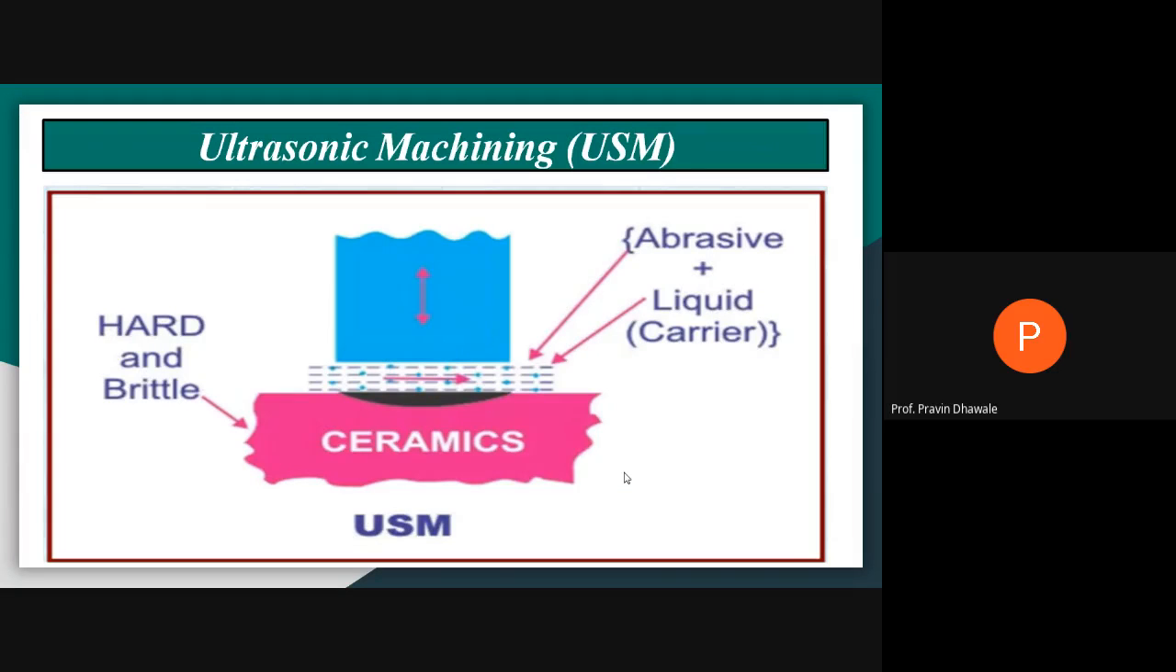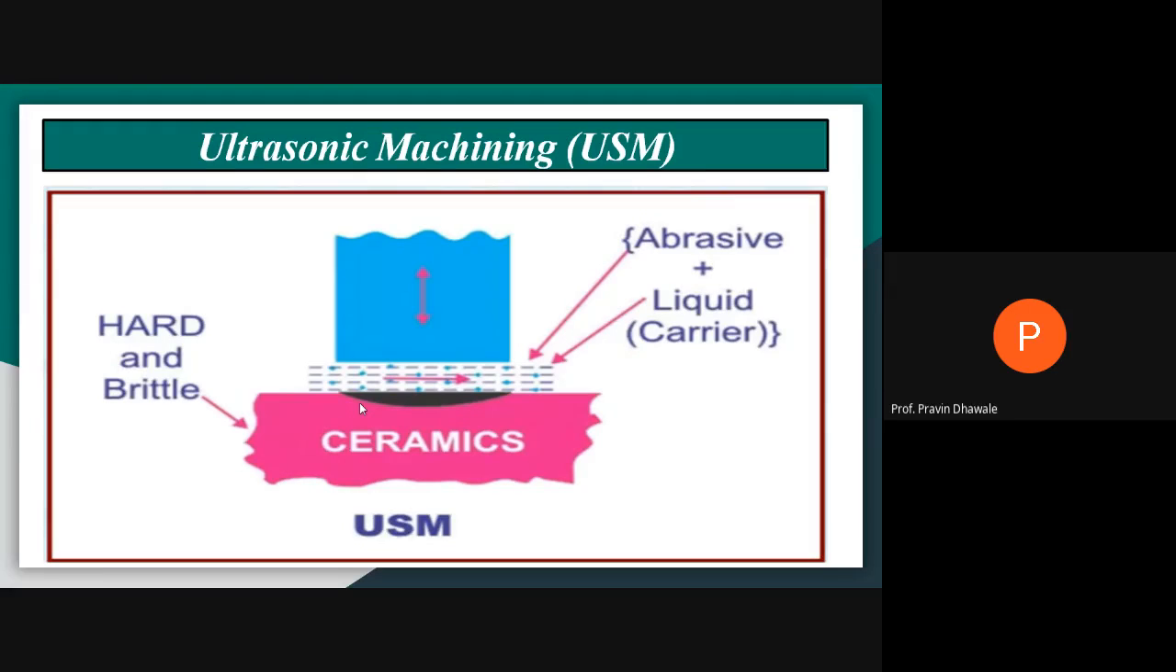Now, the fourth type of a mechanical energy based non-conventional process is ultrasonic machining. In ultrasonic machining, this will be the tool. It will act as a transducer and it will be vibrating over this ceramic surface. Ceramic is a very hard material, hard as well as brittle, right? To machine such a material is quite difficult by using the non-conventional machine.